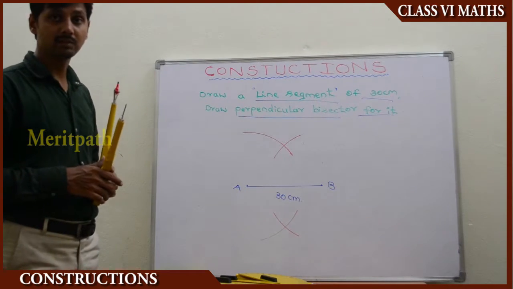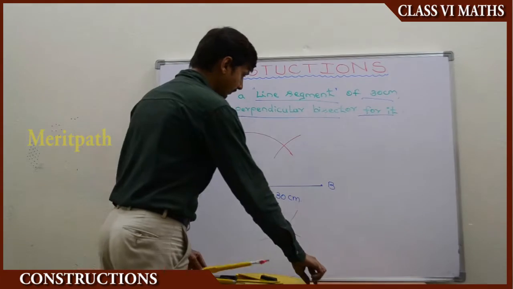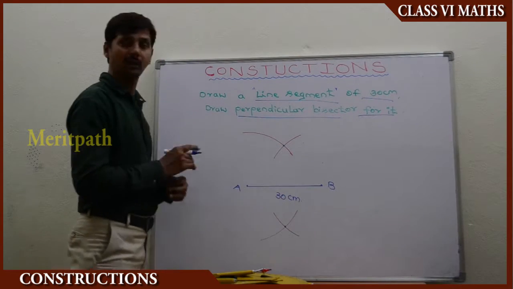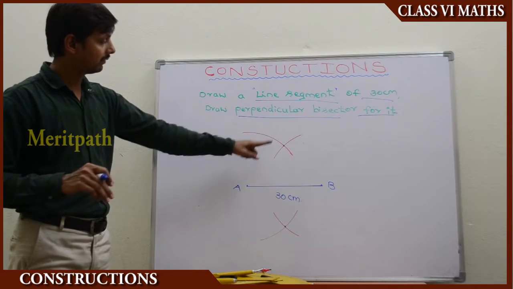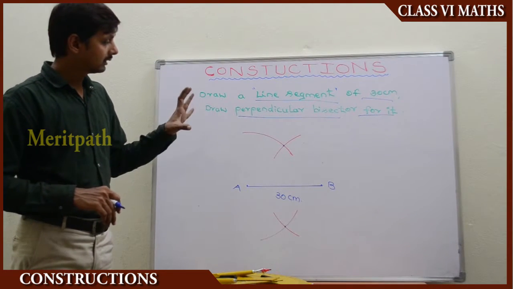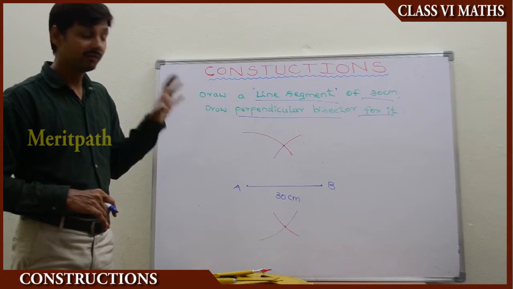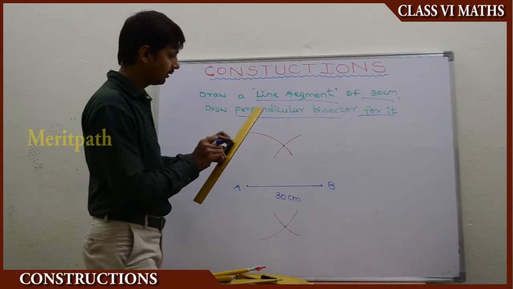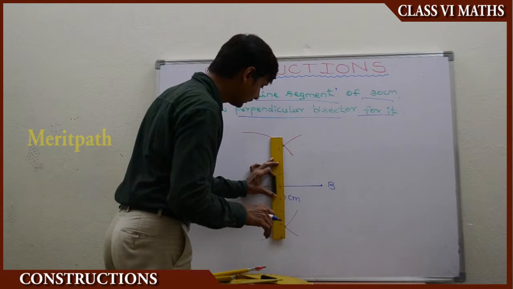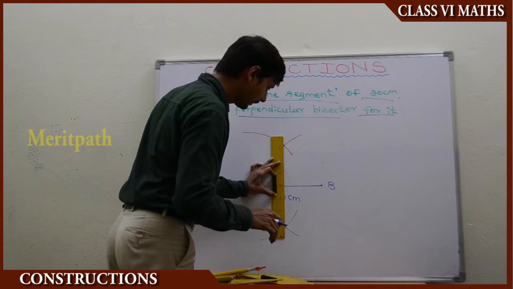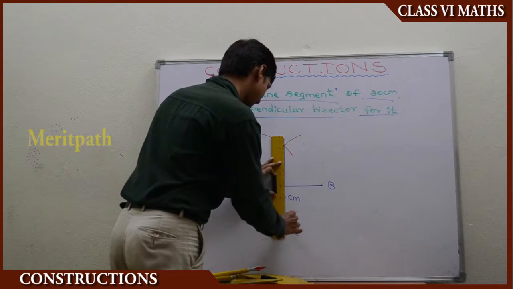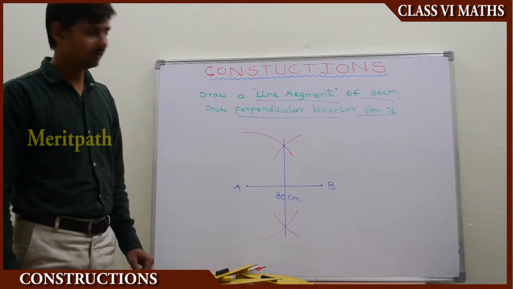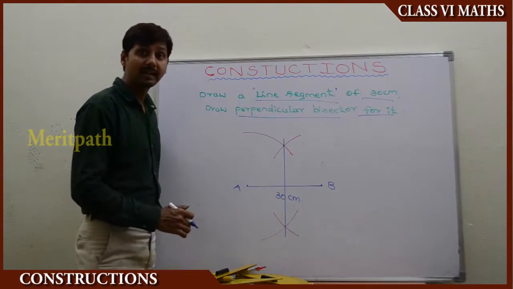So let's see these two arcs. You can observe the intersection of the arcs; here we got the 2 points. So take those 2 points and join them with a line segment. Let's draw using the scale. We have taken the scale and joined them. We have joined the line segment, and now let's measure these 2 parts which are divided.